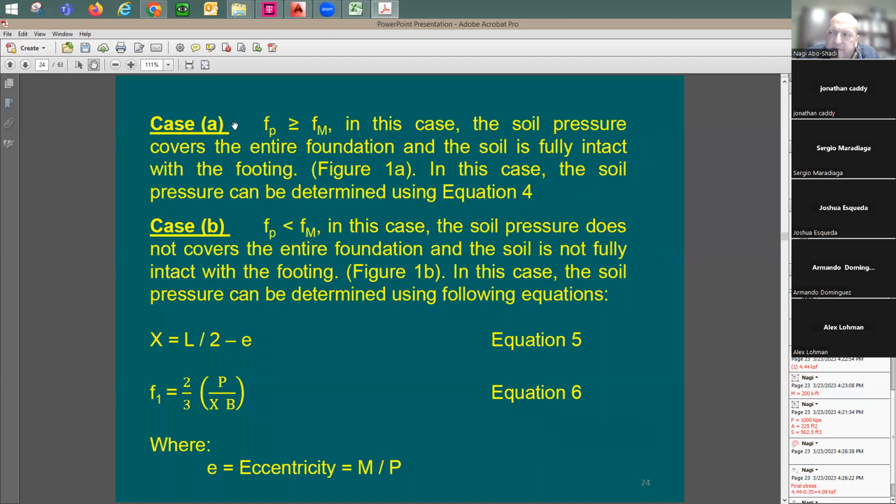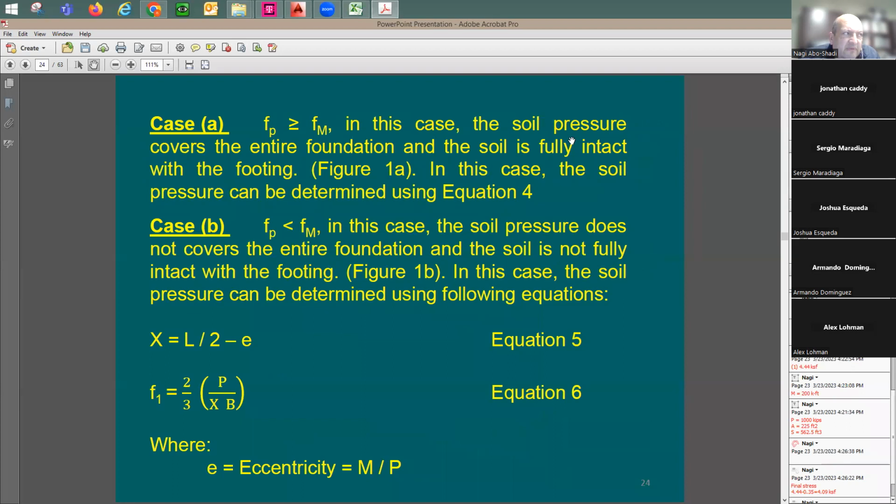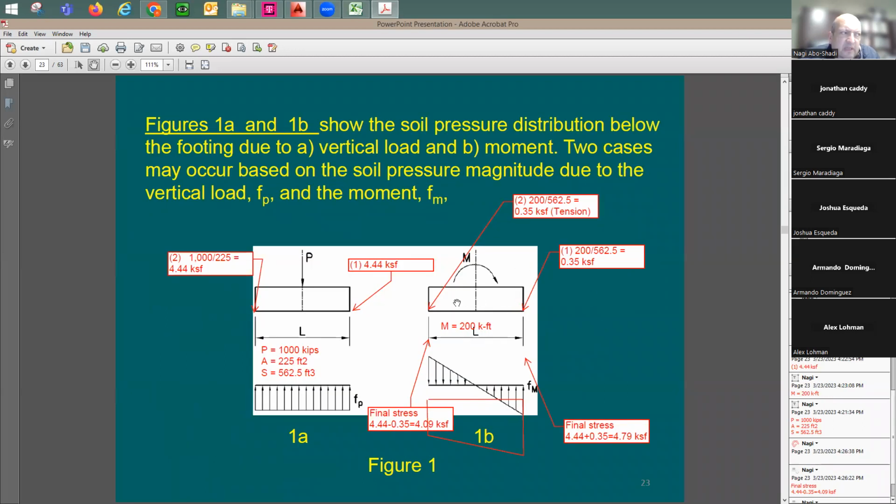So here's the first case that we have studied already. In this one, F sub P in value is more than F sub N. Exactly what happened. Look at the stress here, 4.44 compared to 0.35. Yes, greater in value. It means the footing is not lifting up, and the way I've done the analysis here is good, so I'm done. The other problem is going to happen when F sub P is lower in value than F sub N, which means I have lots of rotation, and the footing is going to start to lift up.